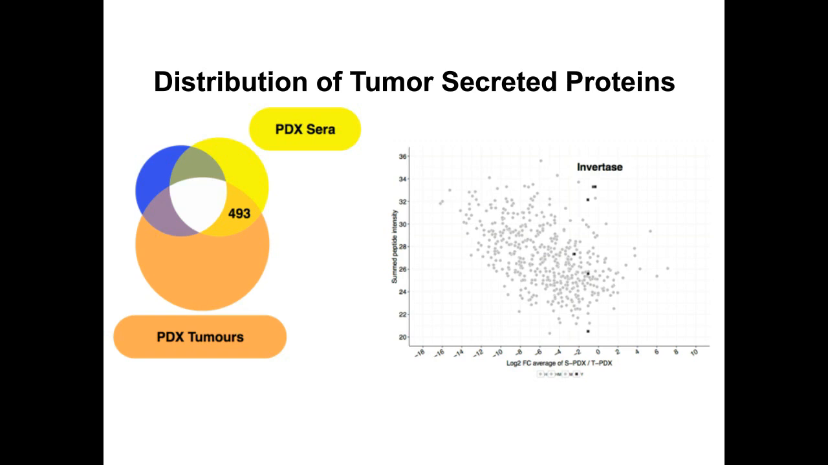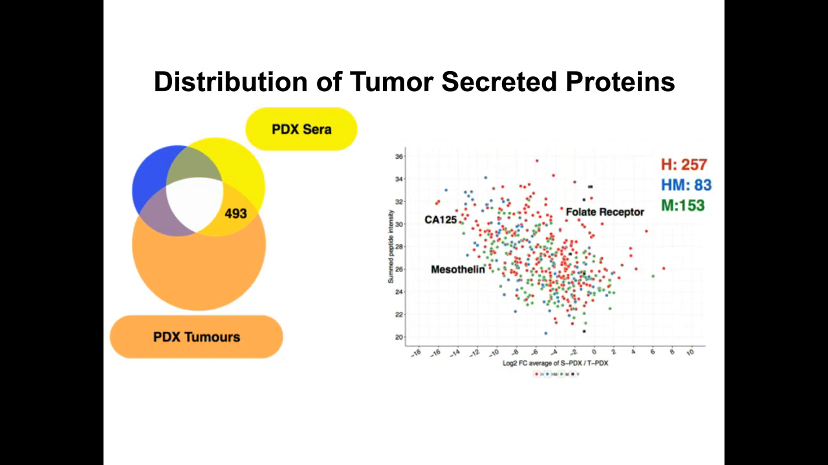In black, one can see the invertase peptides that we spiked in at the very beginning. They're close to zero, suggesting that our approach is relatively reproducible. If we now map species to these 493 peptides, one can see that 257 uniquely only ever map to a human peptide sequence in an annotated database. 83 are conserved between the two species, and 153 map to mouse protein sequences. Within the set of human unique peptides, we find the current FDA-approved biomarkers CA125 or MUC16, mesothelin, as well as an emerging imaging marker called folate receptor.